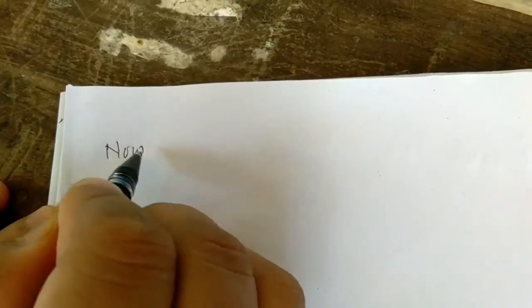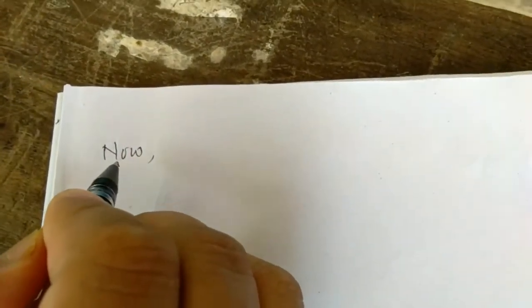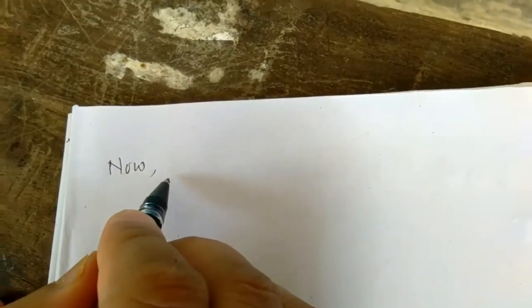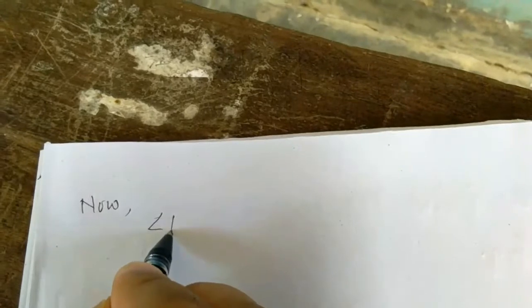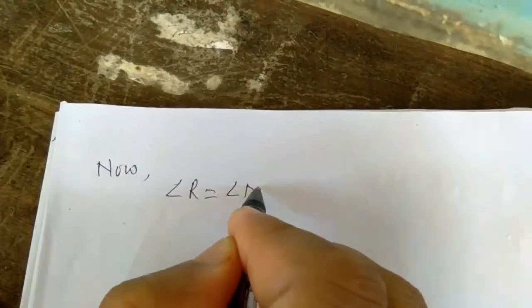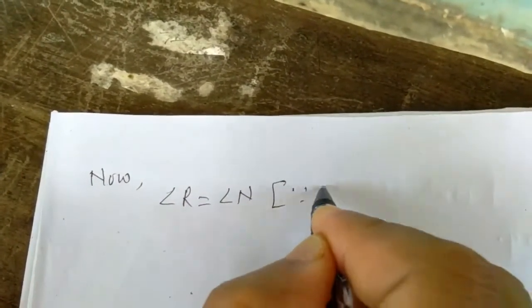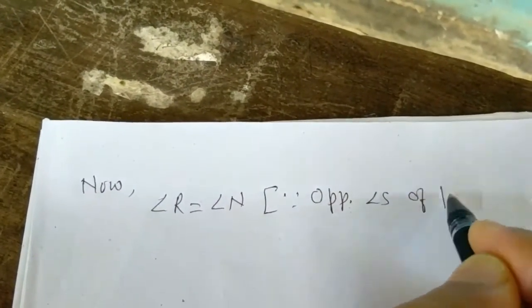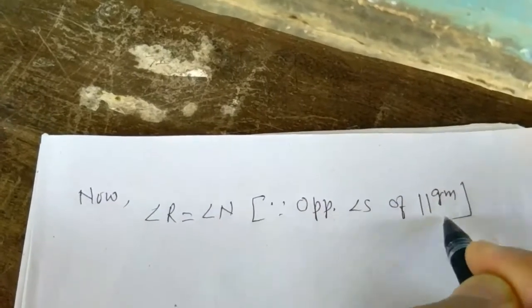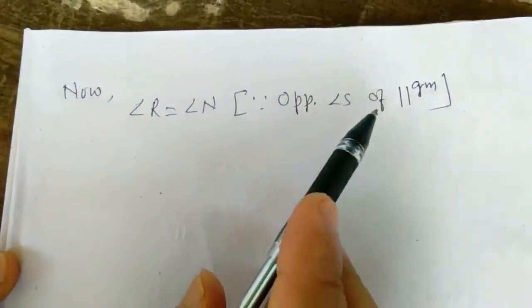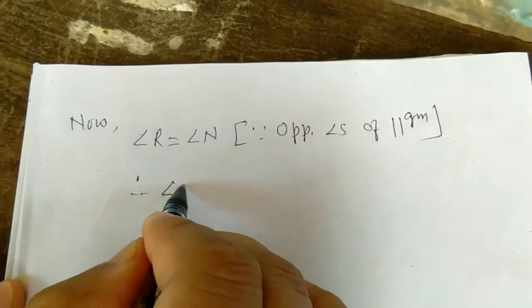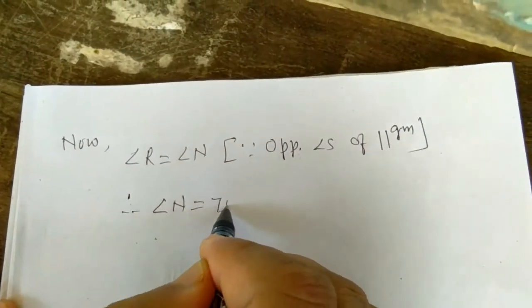Now how to find? We know that the opposite angles of a parallelogram are always equal. So angle R is equal to angle N. Why? Since opposite angles of a parallelogram are equal. If angle R is given 70 degree, therefore angle N is also equal to 70 degree.